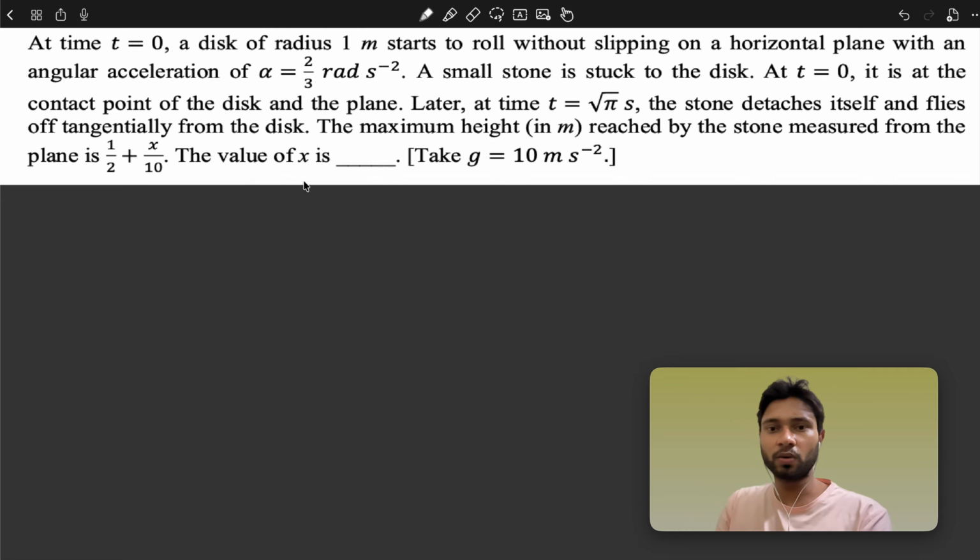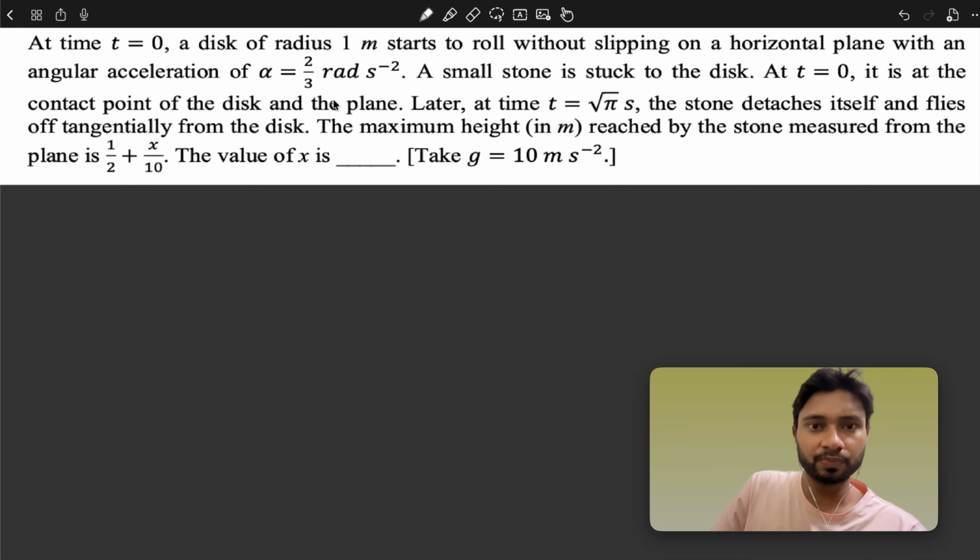Later, at time t equal to root pi second, the stone detaches itself and flies off tangentially from the disk. The maximum height in meters reached by the stone measured from the plane is given, and we have to find the value of x.